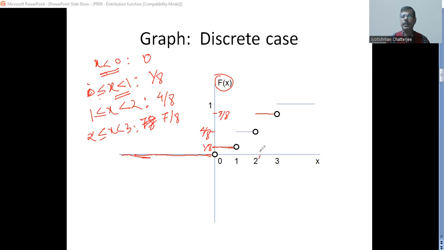In this range, when x ranges over here, you get Fx value equal to 7/8. And what is that range? Starting from the number 2 up to before 3, but not including 3. Next, when small x reaches the number 3, Fx gets value 1, and it continues to be 1 forever, like this. For x greater than or equal to 3, Fx value is 1. So the graph is like this.